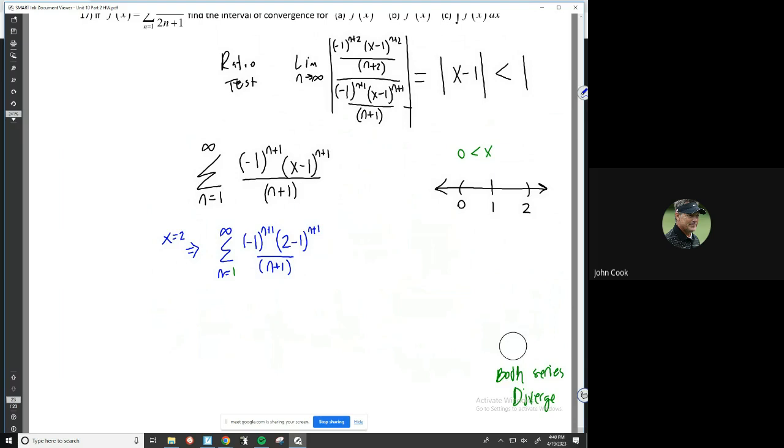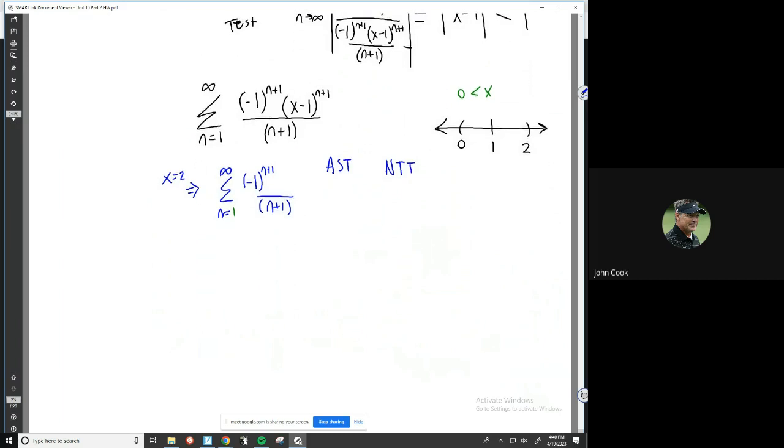All right, well, 2 minus 1 is just 1. And 1 to the power of n plus 1 is always just going to be 1. And 1 times anything is just itself. So now this is going to be negative 1 to the n plus 1 over n plus 1. So now we can use our alternating series test, it looks like. So this is going to be the alternating series test, or it could be the nth term test for divergence. So let's see which one it's going to be.